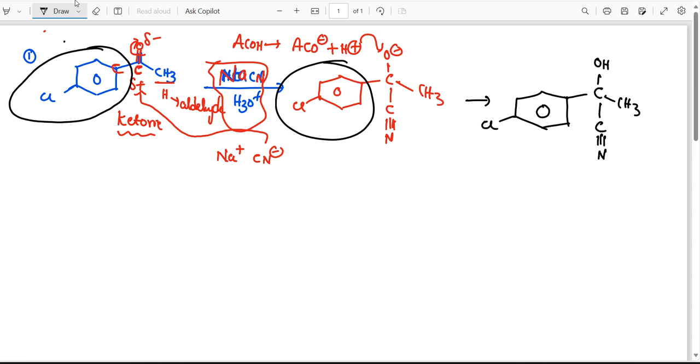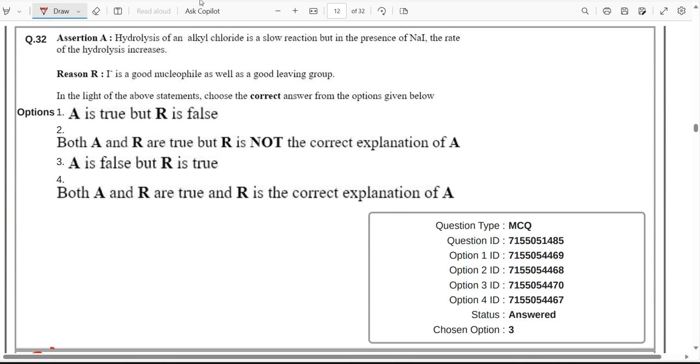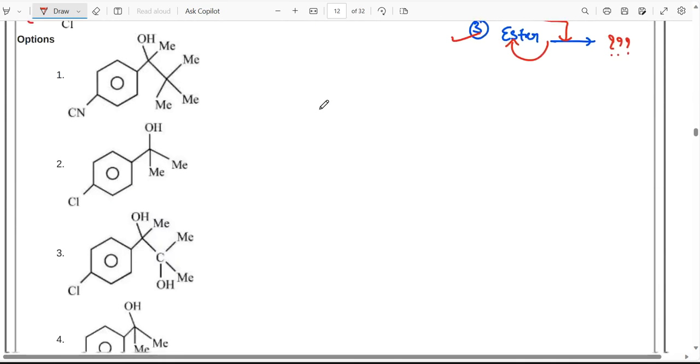So what are the products here? When sodium cyanide is reacted with a ketone, the products are cyanohydrins. Here are these products. This type we call cyanohydrins. I hope the first question is clear to you. The first one: ketones are reacted to form cyanohydrins.